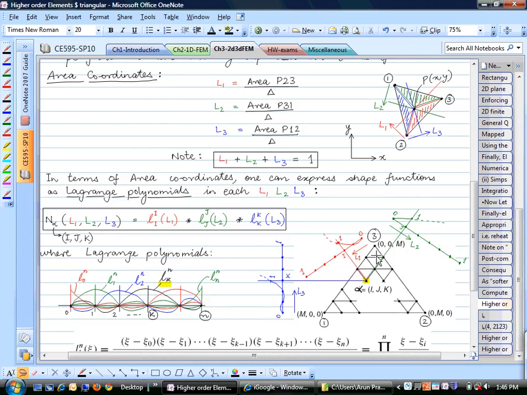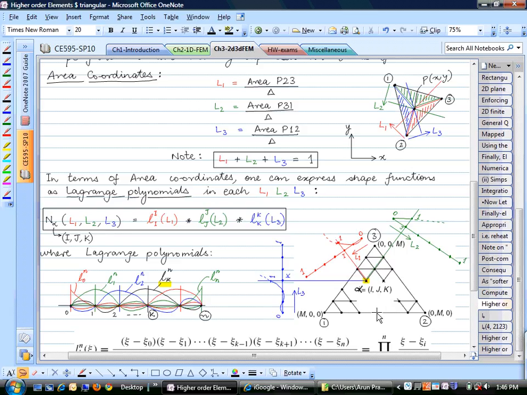So let's take a look at this. This node is being denoted as M, 0, 0. Why is that? Because if you start from 0 here on the edge 2, 3, L1 is 0. So you go up 1, 2, 3, 4, 5, 6. M is 6. Therefore, this node will be denoted with the indices 6, 0, 0. Similarly, for this node, you start from this edge, you go up 1, 2, 3, 4, 5, 6. So this is 0, 6, 0. This is just a notation that we are using because we are going to generate the shape functions in these notations.